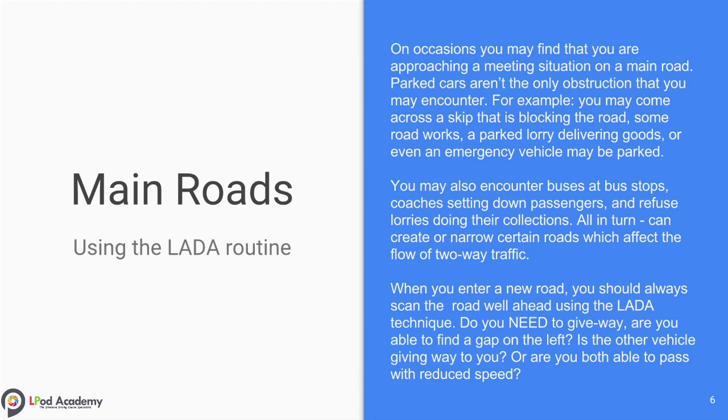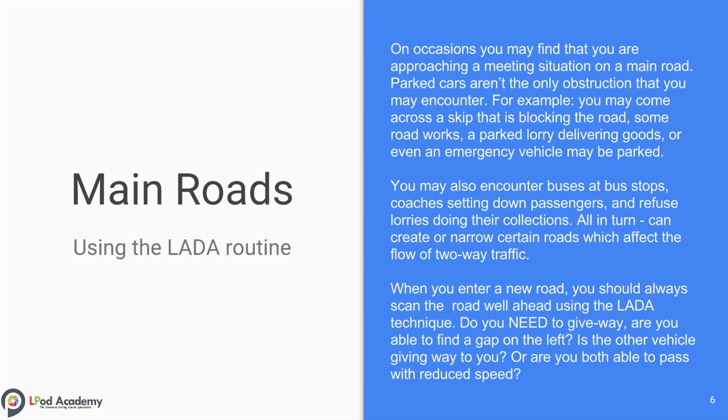Main roads. On occasions, you may find that you are approaching a meeting traffic situation on a main road. Parked cars aren't the only obstruction that you may encounter. For example, you may come across a skip that is blocking the road, some roadworks, a parked lorry delivering goods, or even an emergency vehicle that may be parked. You may also encounter buses at bus stops, coaches setting down passengers, and refuse lorries doing their collections. All in turn can create or narrow certain roads, which affects the flow of two-way traffic.